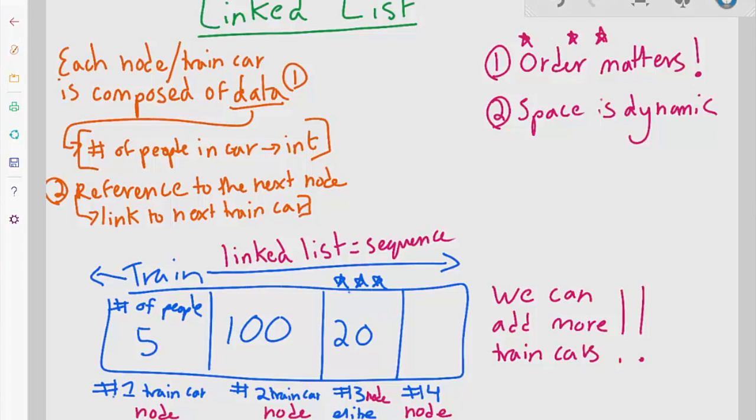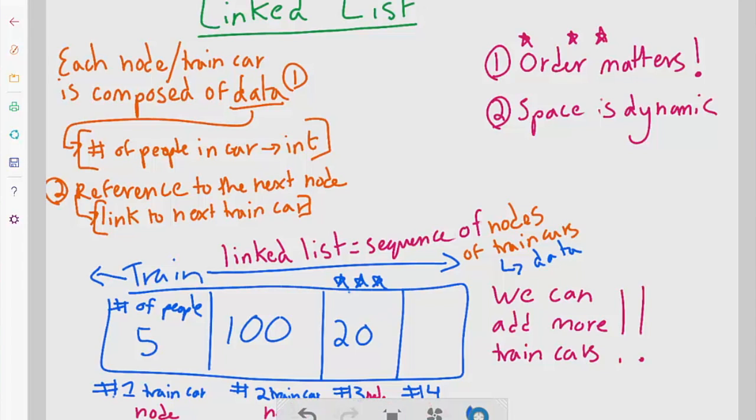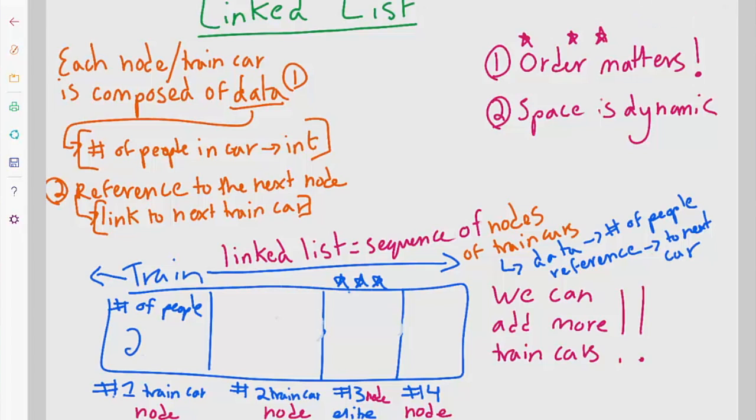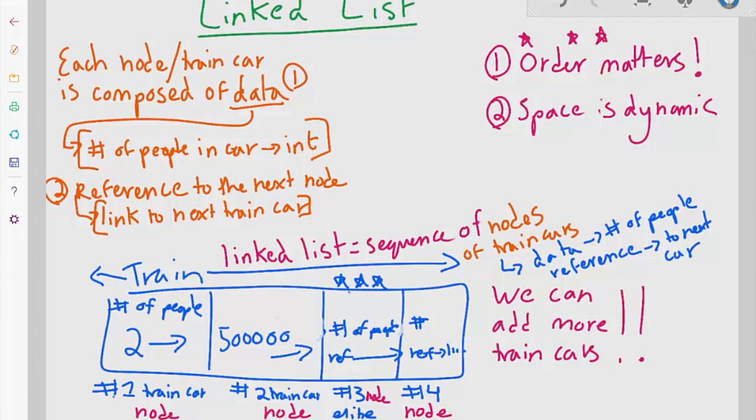So basically we have this train, which is a linked list, a sequence of train cars, which are like the nodes. And then in each train car, we have data saying how many people are in the train car, and then a reference. If we're in train car 1, it might have a reference to train car 2, and then train car 2 will have 5 billion people and a reference to train car 3. And you'll do that until you get to the end of the list, where the last train car, train car 7, doesn't have a reference to the next train car because it's the last one.